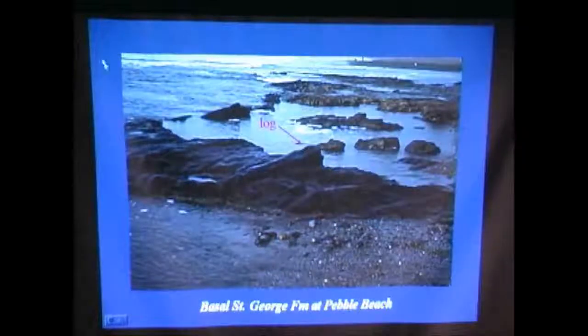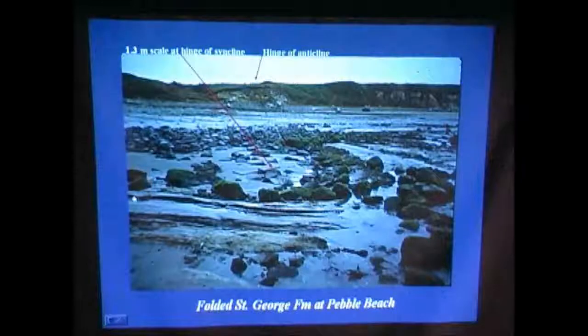Here at Pebble Beach, there's a log. This is all under sand now. If you go up there in wintertime, you're not going to see it. And here's this plunging syncline. This is in St. George. The beds are dipping in towards the staff. And then there's a fault, and then there's an anticline, a very gentle anticline.